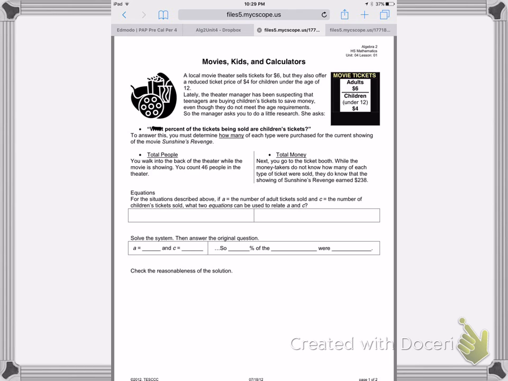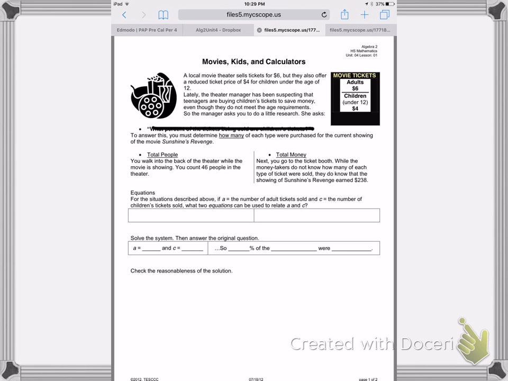What I want you to do is ignore this part right here that says what percent. I don't want to know that. I just want to know how many of each type, because we're talking about this in the problem situation. A local movie theater sells tickets for $6, but they also offer a reduced ticket price of $4 for children under the age of 12. Lately, the theater manager has been suspecting that teenagers are buying children's tickets to save money, even though they do not meet the age requirements. So the manager asks you to do some research.